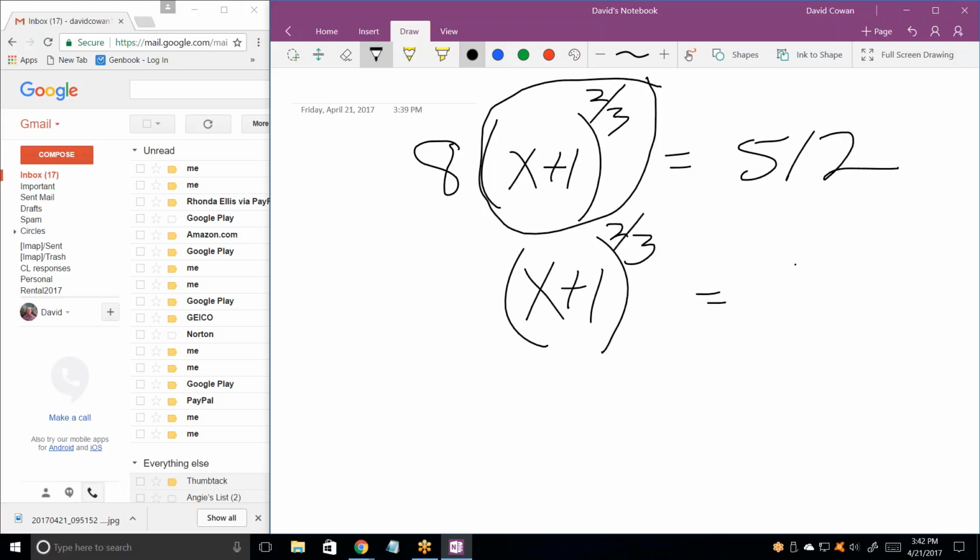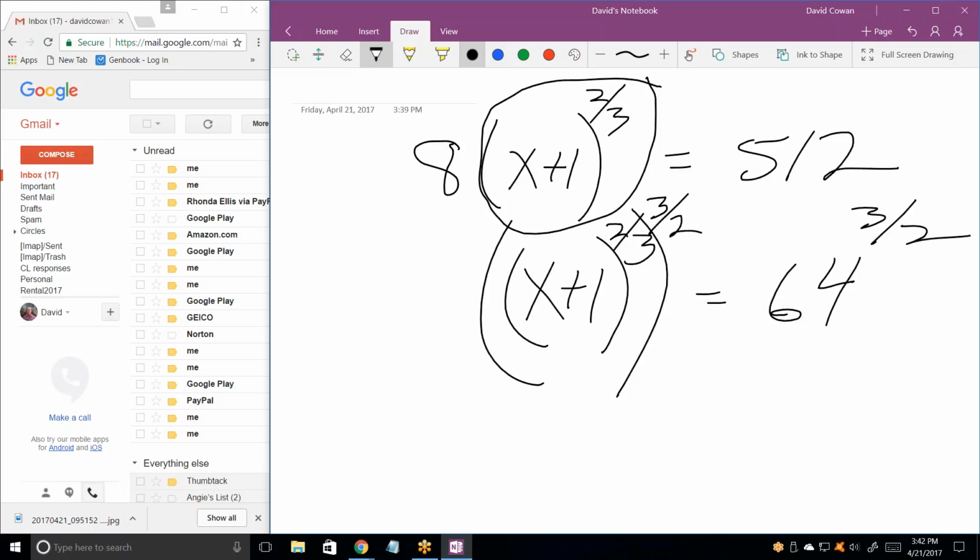And what is that, 64? Yeah. Okay, now we've got that thing isolated, and we can exponentiate it to the 3/2. So we're going to take 64 to the 3/2. That's going to give us x plus 1 on the left. What's 64 to the 3/2?